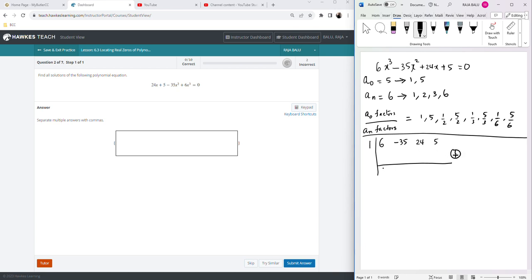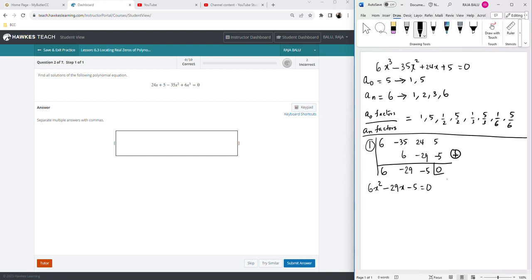So plus 1, copy the first number down, 6. Negative 35 times 1 is negative 35, add: negative 29. Then 24 times 1, 24, add to get negative 5. Negative 5 times 1 is negative 5 here. They add up to 0. Wonderful news. So we got a 0 with 1. The leftover here is 6x squared, one power drop, minus 29x minus 5 equal to 0.